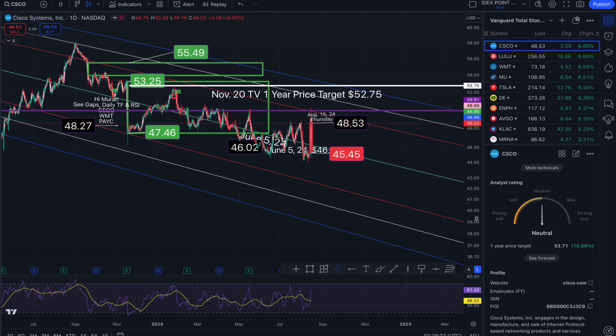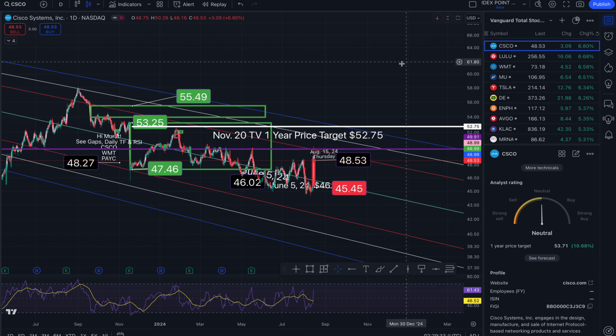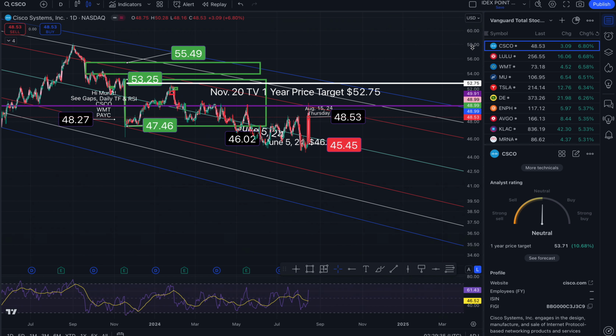All right, so that's a look at NVDA and CSCO. If there are gaps that you see that I have not pointed out on NVIDIA on the 5-minute time frame, please let me know, and have a great trading day.